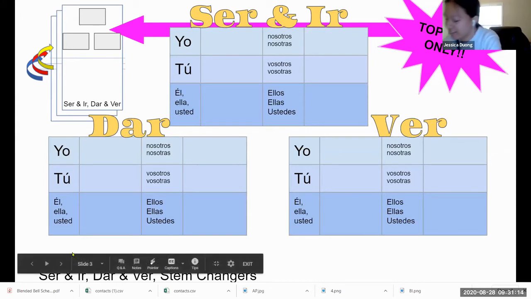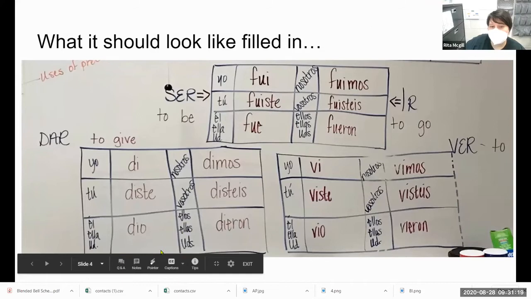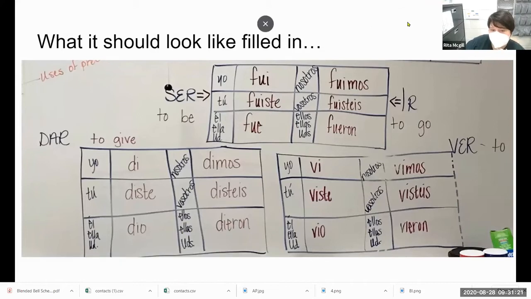Fuiste, right? I'm going to show you a slide with all that information filled out so that you can be writing as we're talking about it. So we have fui, fuiste, just like Mason and Jessica shared. Ser and ir are the same, so you should label it so that you know it's both of them, right? Él, ella, usted fue. She went to school. Ella fue a la escuela, right? Nosotros fuimos. We went.